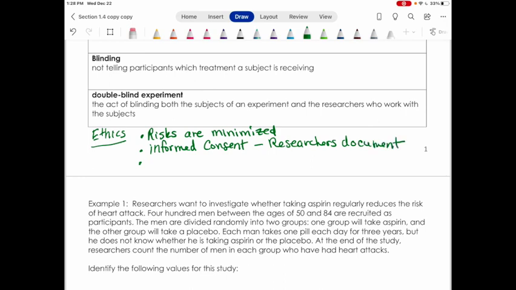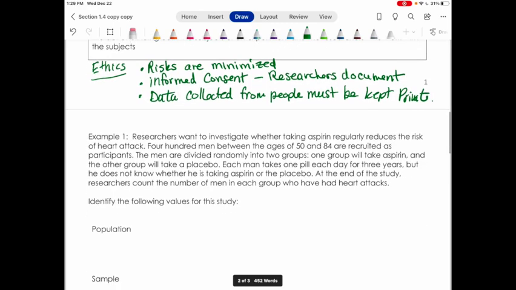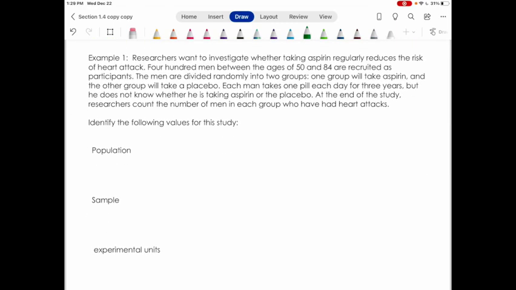Okay, and the last one that we're going to talk about is that data collected from people must be carefully protected for their privacy. Let me write that down too. Okay, so that's the basic idea of ethics. There's more to it than that, but that's just the overall summary. So let's walk through a couple of examples to practice this new terminology. Some of this overlaps, which is good practice.